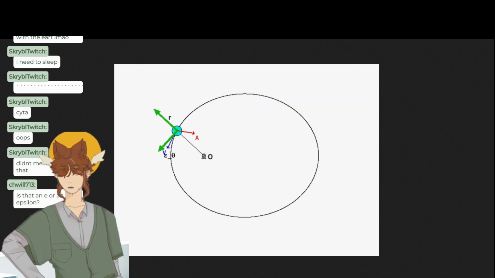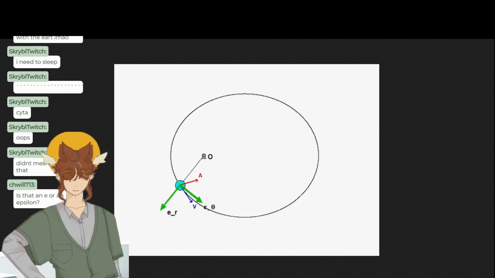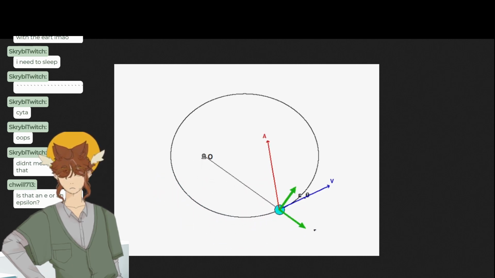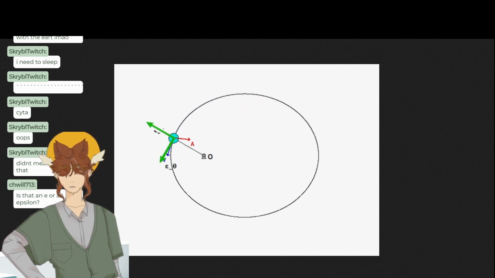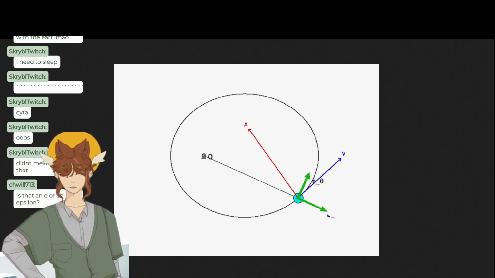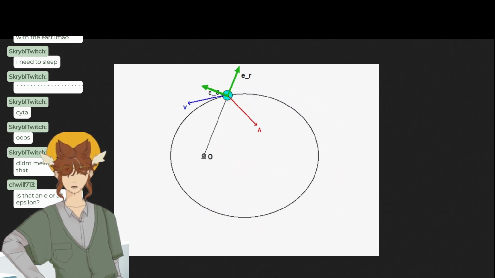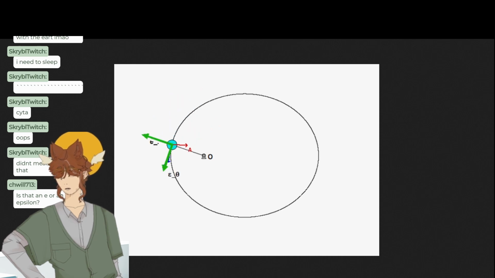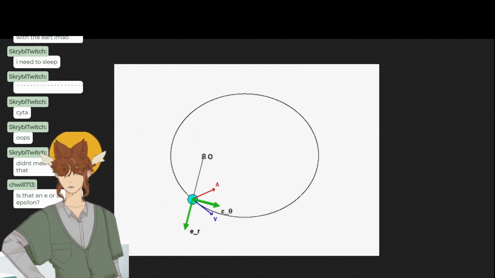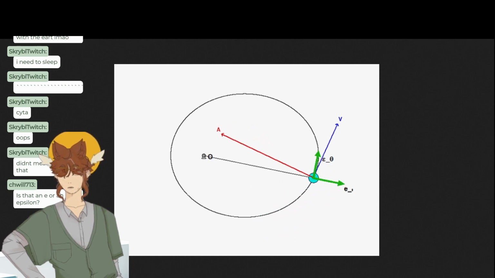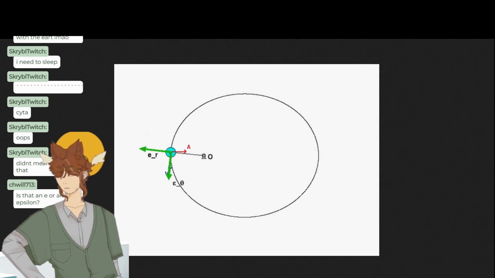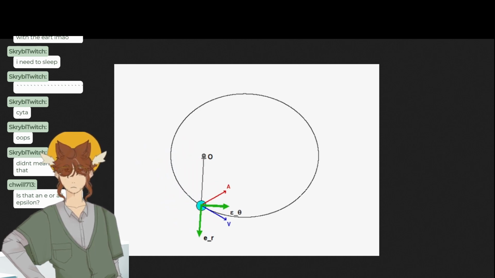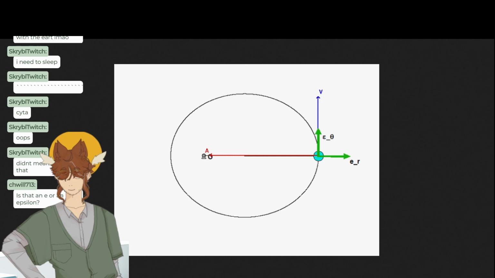Is that an E or an epsilon? Great question. One of them is epsilon. I'm not sure why, because they're both just unit vectors, so I think you can define them as you will. I think it might be an epsilon because e_theta tends to be a derivative of e_r. If your r is your position, the way that you derive the other one is from it. So that might be why it's an epsilon, but it's definitely epsilon theta. So we got that one.